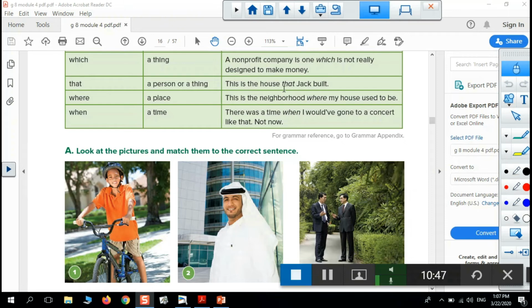One important thing to notice here: we can refer to a place as a thing. In this case, we use which or that, not where. Like this example: This is the house that Jack built. We said for places we use the relative pronoun where, but here the house, though it's a place, is referred to as a thing. So we have to use that or which, not where.